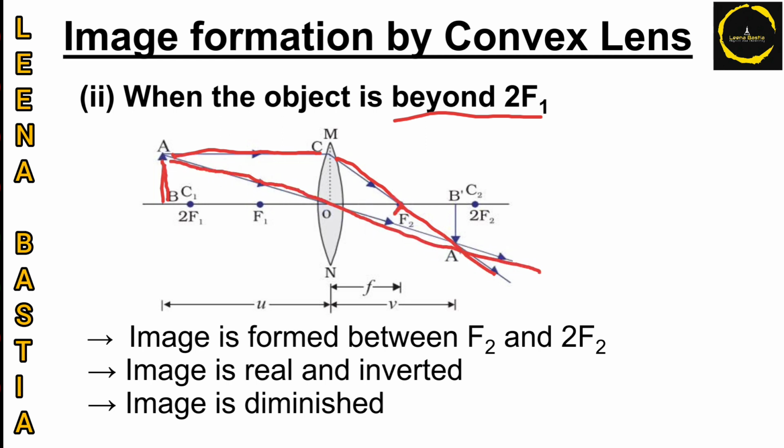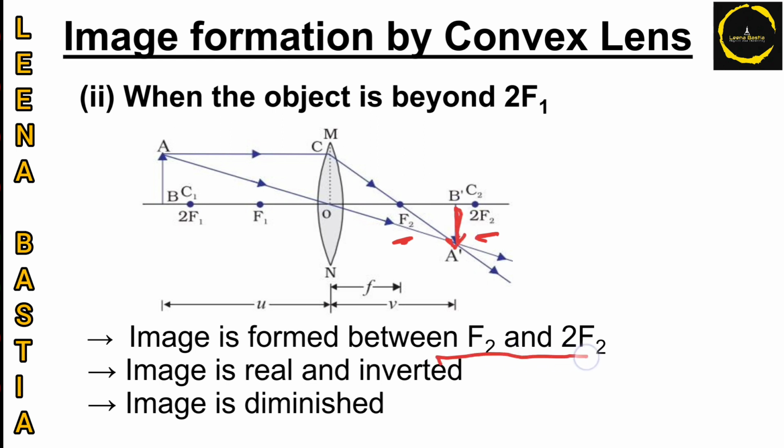So after intersection you will get the point in between f2 and 2f2, right? So just make the image here, it will be actually emitting, so it is an inverted one, isn't it? So this is what we have written, this is the position, it is real and inverted, and because the size is smaller than the size of the object, the image is diminished. Isn't it the same as whatever we had seen in case of concave mirror?